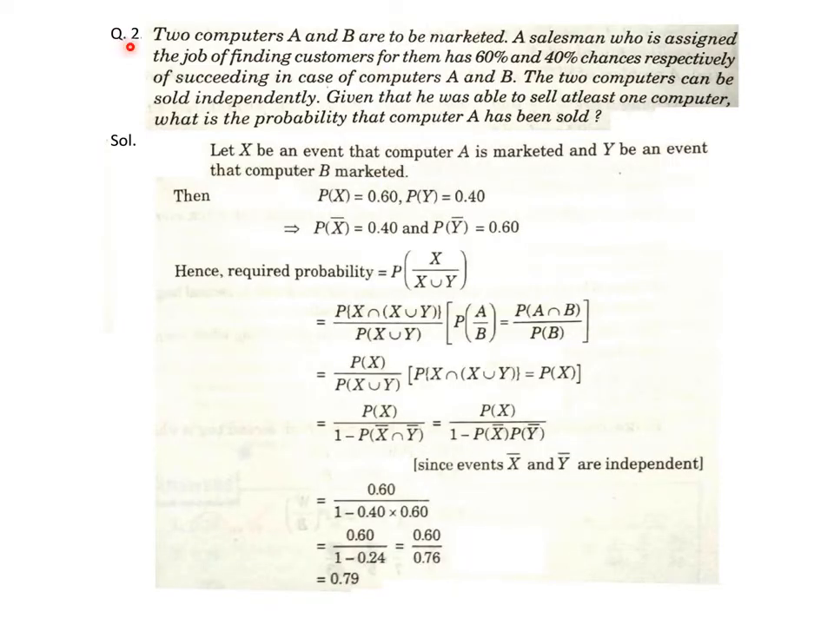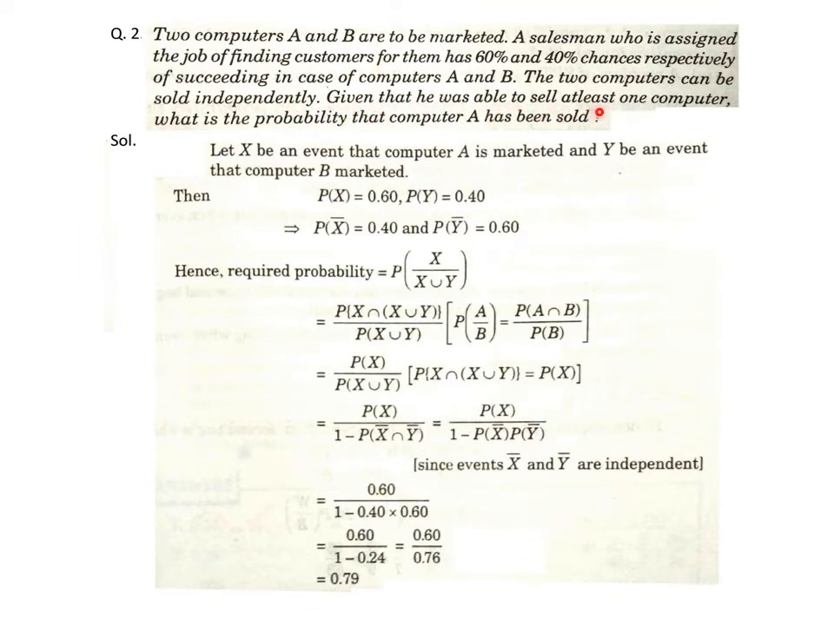Question number 2. The two computers A and B are to be marketed. A salesman who is assigned the job of finding customers for them has 60% and 40% chances, that is probability, respectively, of succeeding in case of computers A and B. The two computers can be sold independently.